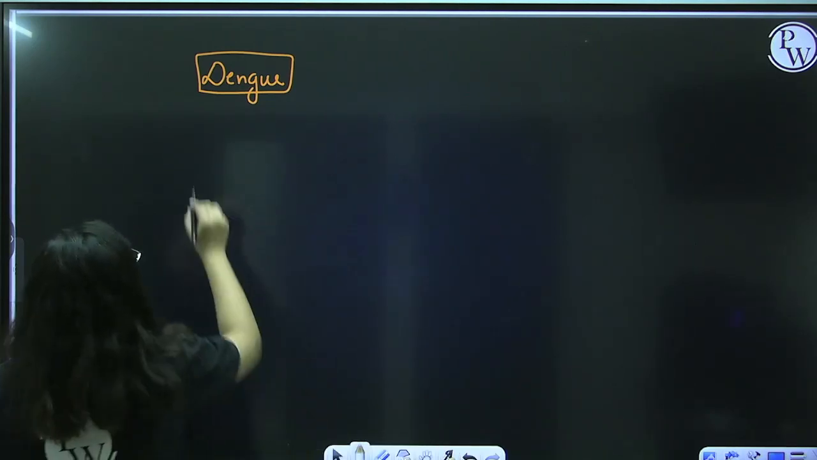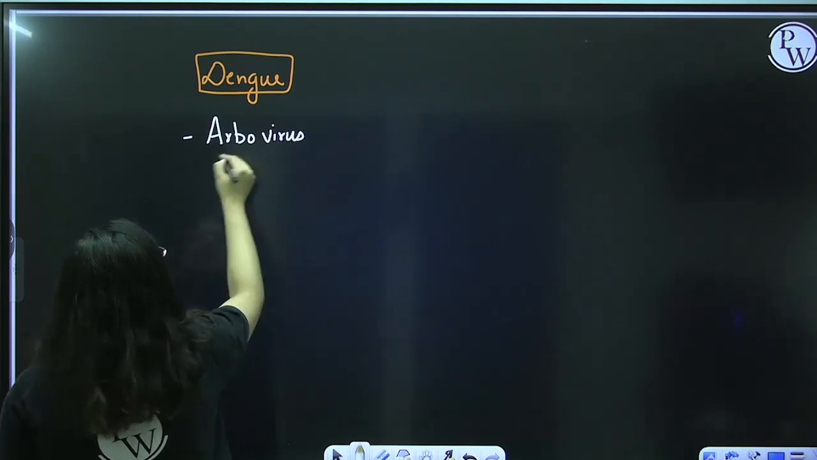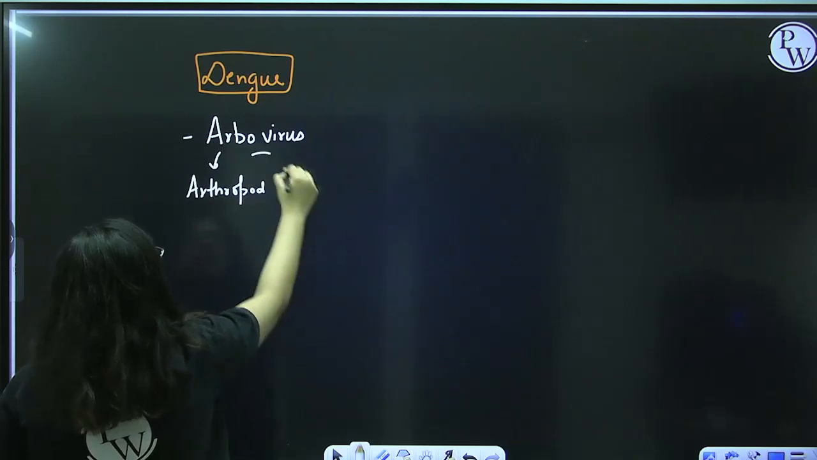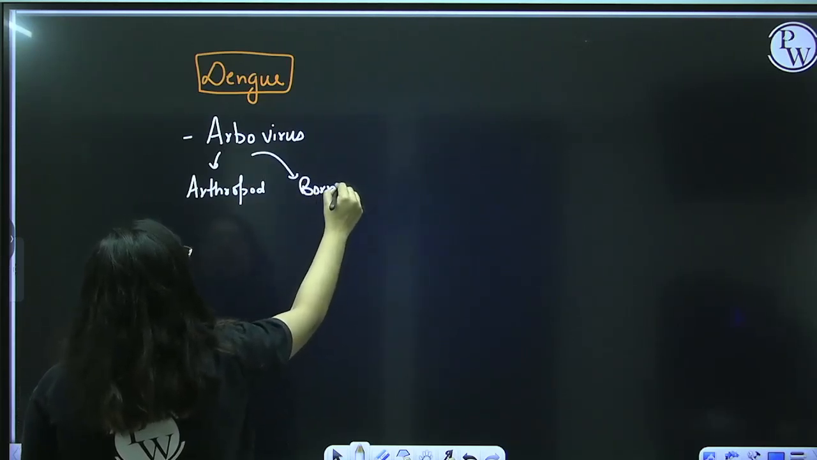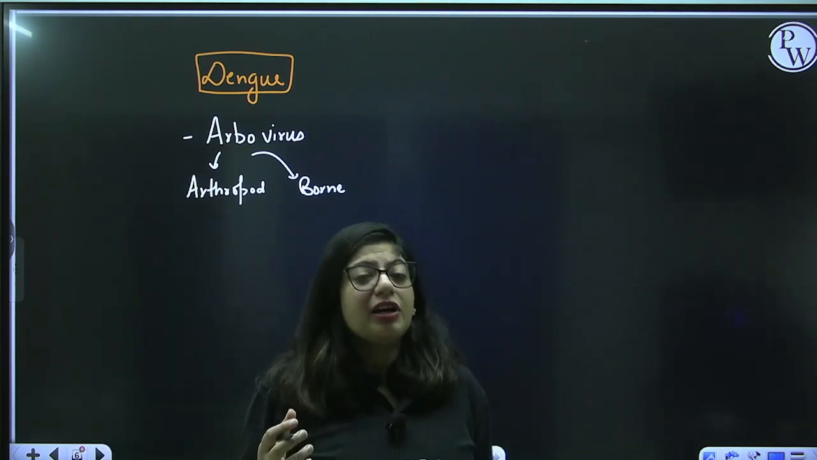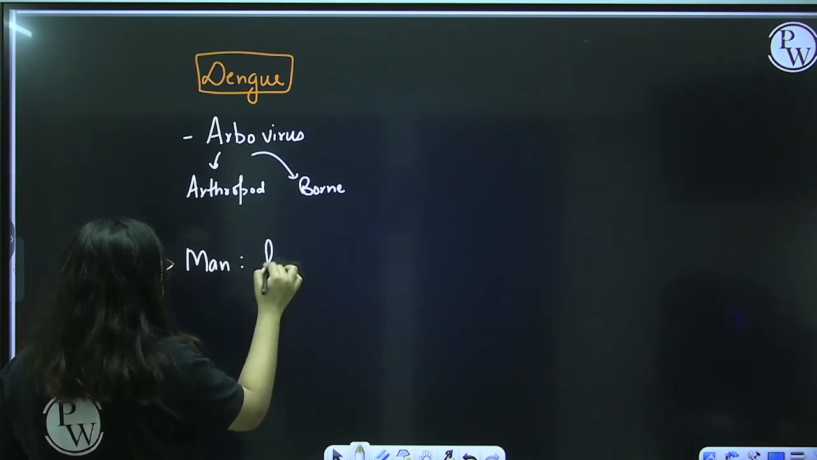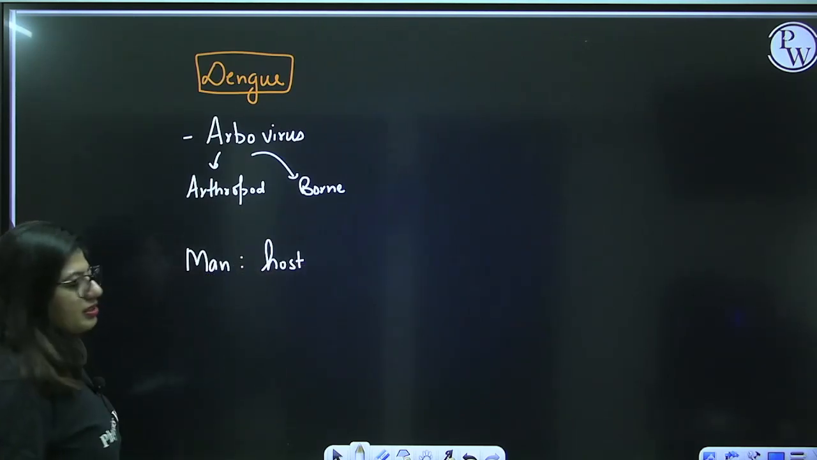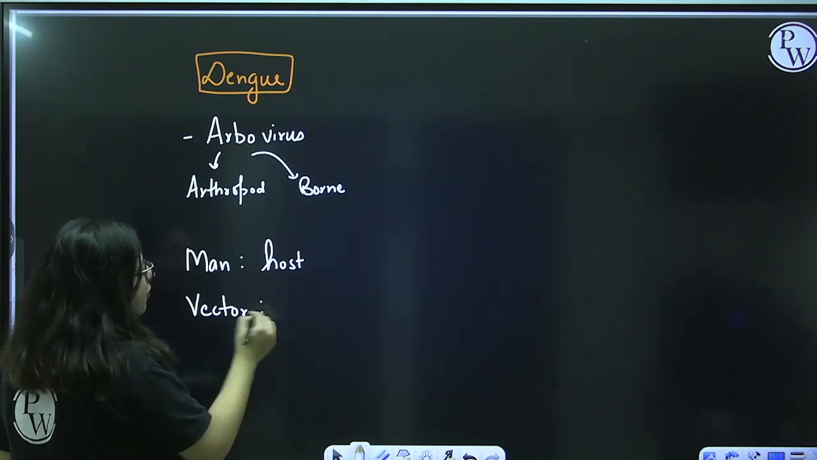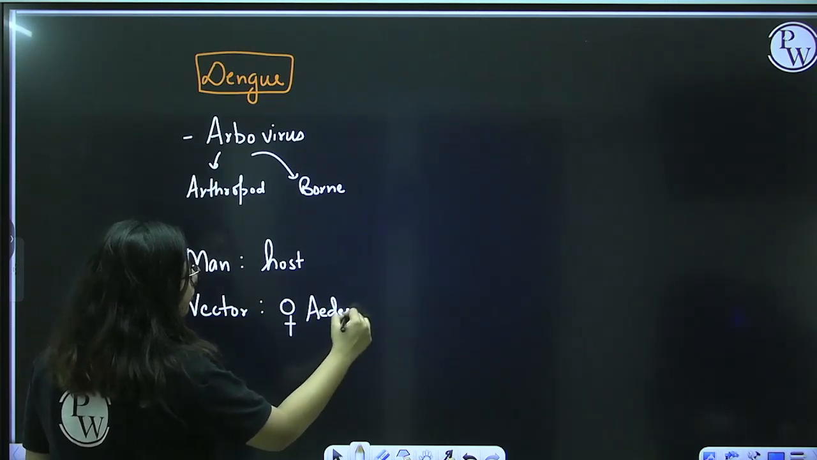Dengue is caused by arbovirus. Which virus? Arbovirus. Arbo means arthropod borne. That means this disease is dependent upon some arthropod. What is arthropod? Arthropoda class, right? Because here the man is the host, and there is one vector. The vector is the female Aedes mosquito.